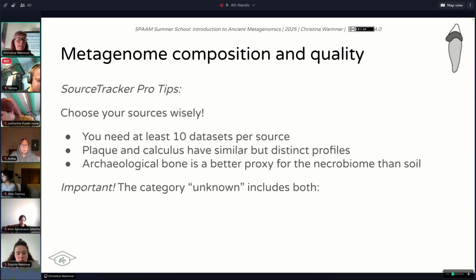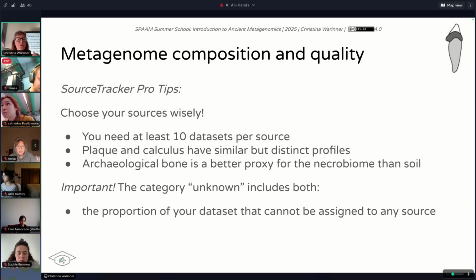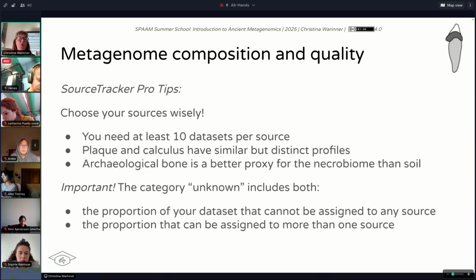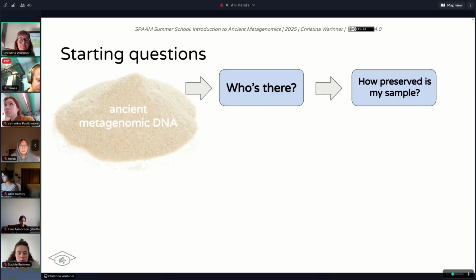One important caveat to keep in mind, though, is that in this analysis, there's a category called unknown, and unknown here refers to two very different things. It's both the proportion of your data set that you can't assign to any source, but also the proportion of your data set that can be assigned to more than one source. So be careful when interpreting that unknown category.